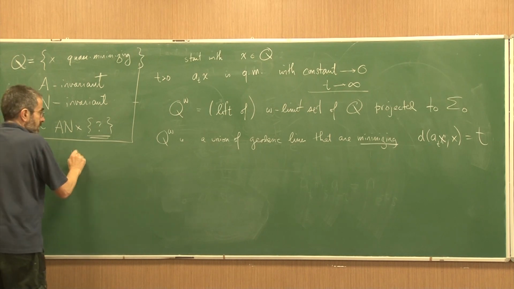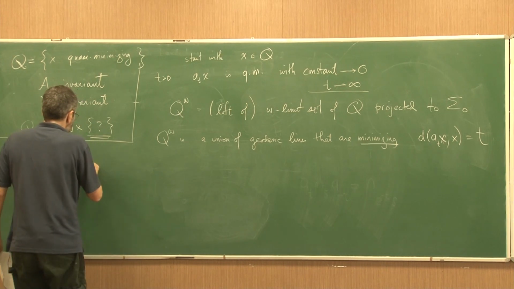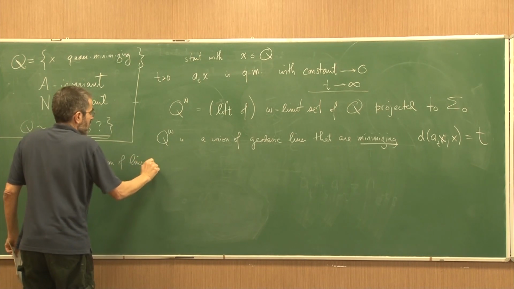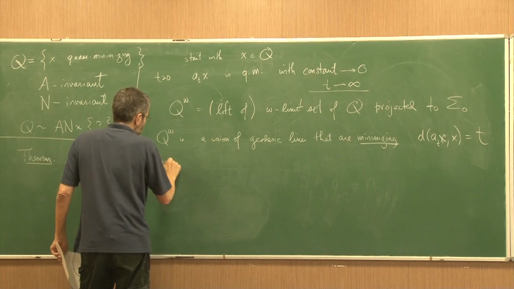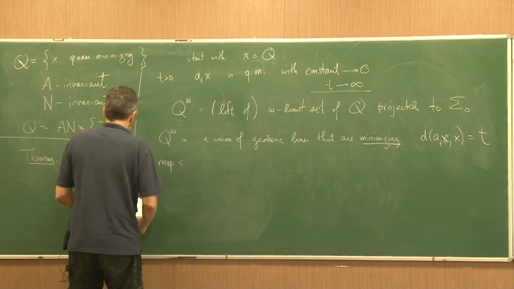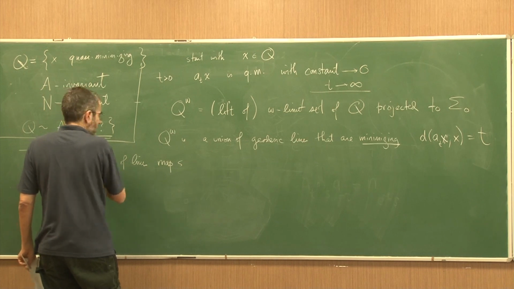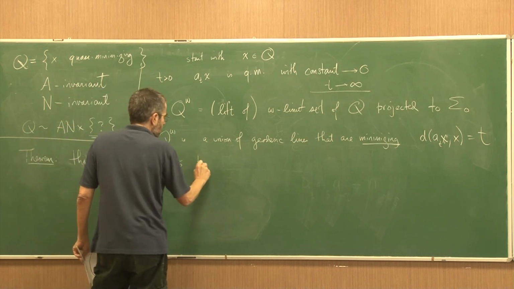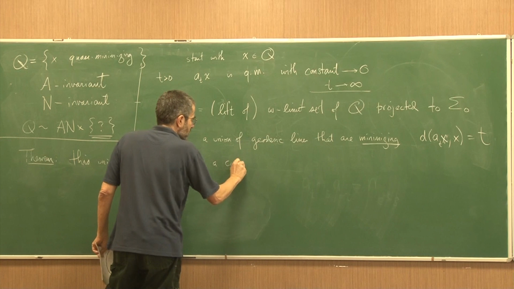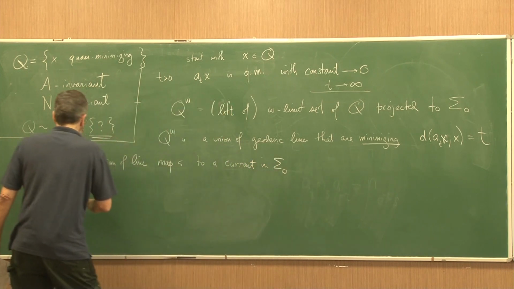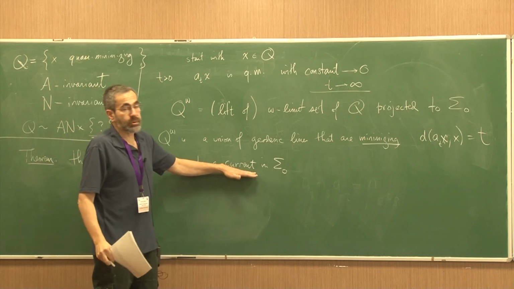is that this union of lines maps to a lamination. Actually, there's a tiny technical point. Let me write it without explaining. This maps to a current in sigma 0. What I want to say is it maps to a lamination.